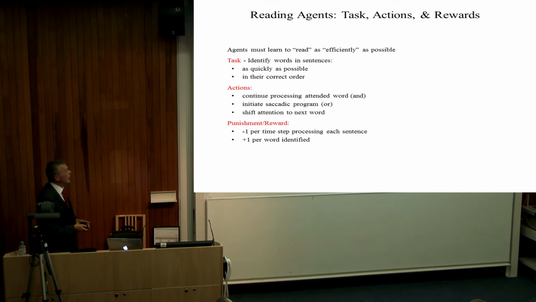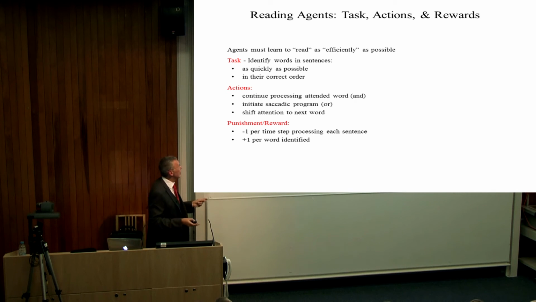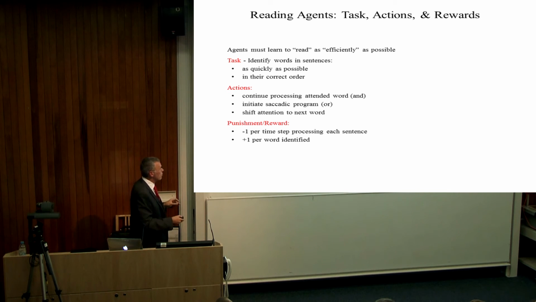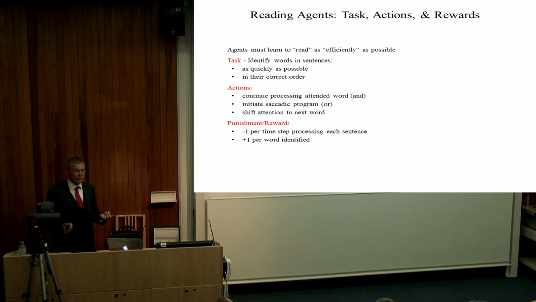On top of that, the agent is given a task. The agent has to learn how to identify words and sentences as quickly as possible and in the correct order. And to do this, the agent can either continue processing the word that's currently being attended, or it can choose to either initiate a saccadic program to move the eyes to a new location or shift attention to the next word. And to motivate the agents, we punished them with a value of -1 for every time step that they spent processing each of the sentences, and we rewarded them with +1 for every word that they identified. Okay?